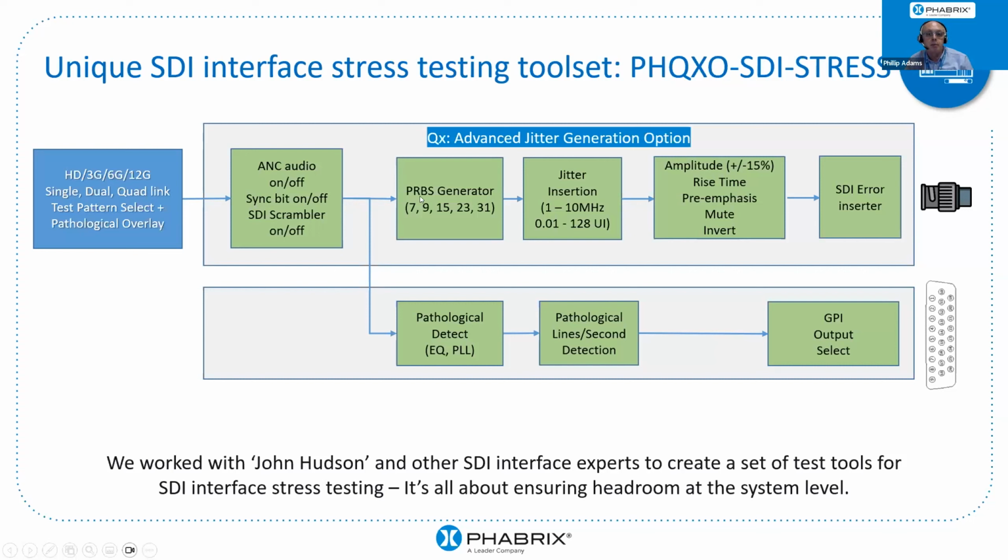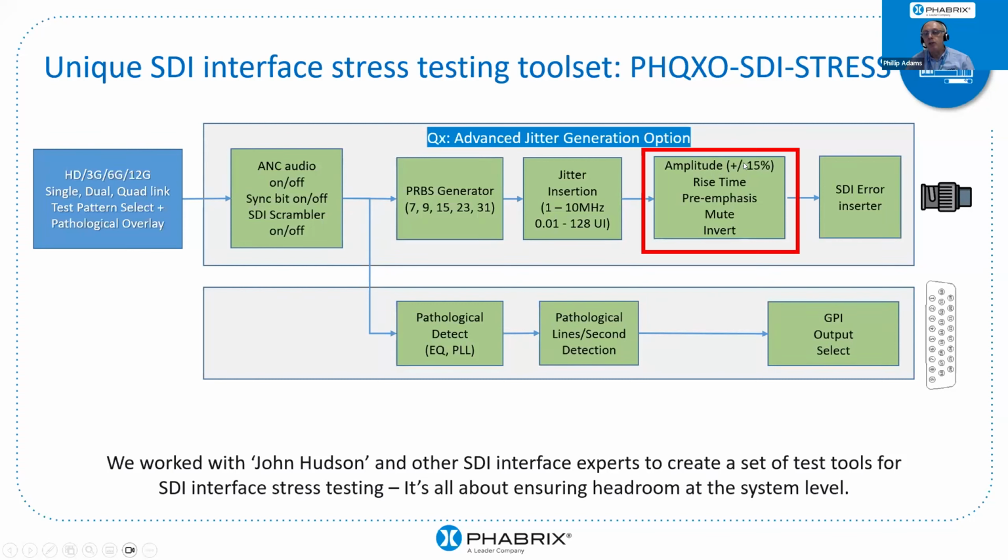On top of that, optionally, you can do the jitter insertion all the way from 1 to 10 megs, all the way from 0.01 UI, right the way up to 128 UI. So an incredible tool there that allows you to create a signal which is really stressful for a channel, so you can begin to understand what the channel's doing.